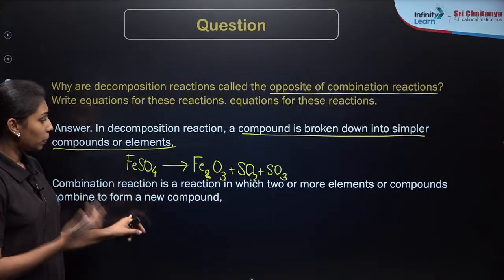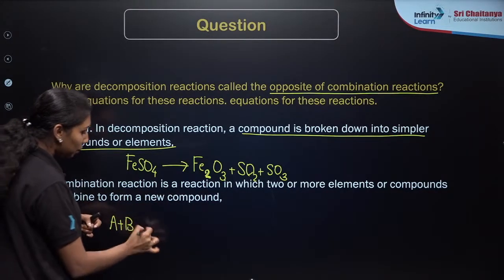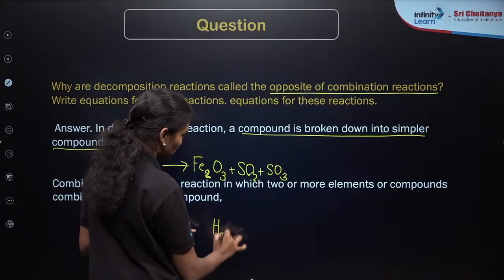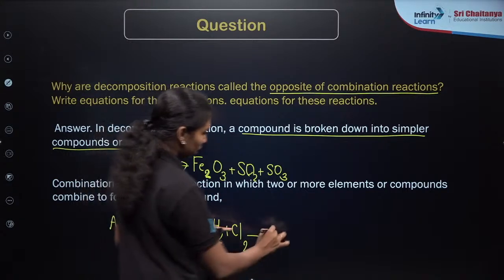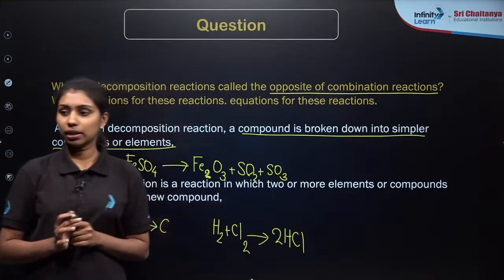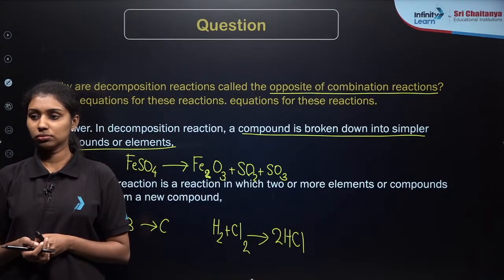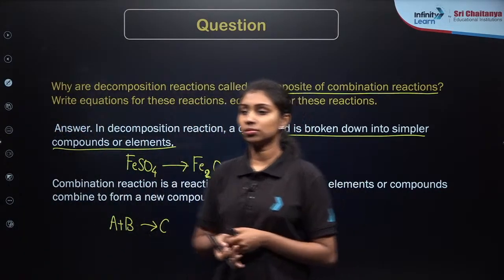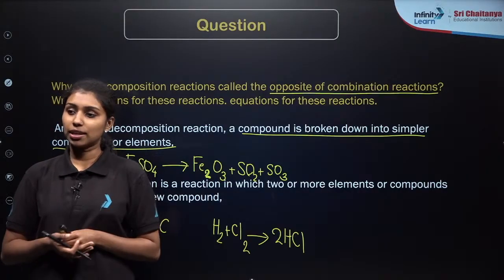Then what about the combination reaction? In general, two reactants will be combined together to form a single product. For example, H2 plus Cl2 will be combined to form one type of compound, HCl. Clear? Can you please give me any other example for the decomposition reaction which is endothermic in nature?